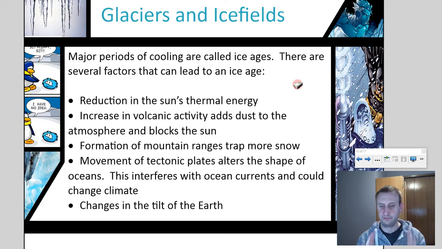If the Earth tilts in such a way that more ice starts accumulating and we get less energy from the sun, then that can also be a problem. Now, I don't love how this is laid out, because all of this has to do with a reduction in the sun's thermal energy reaching Earth. And these are all reasons why that can happen. So this isn't a point. This is the main reason why ice ages start: a reduction of the sun's energy reaching Earth happens for these reasons.